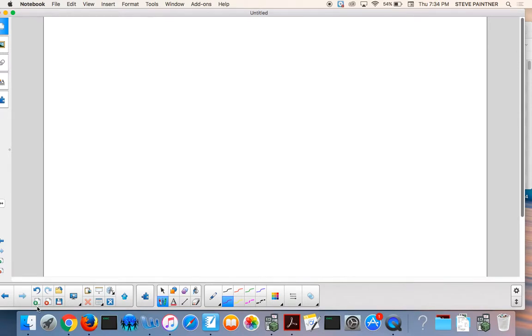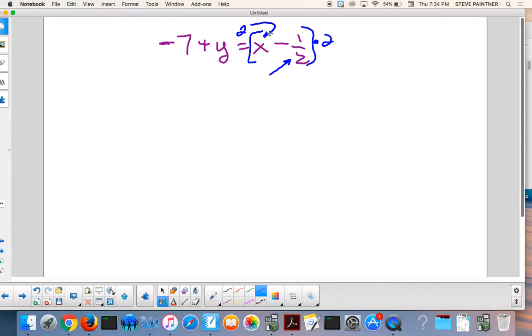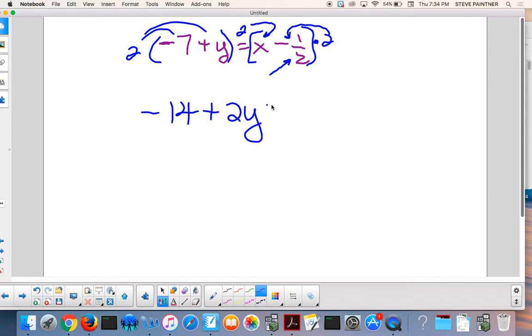All right, this is the fifth one: negative 7 plus y equals x minus 1/2. Okay? Again, look at the denominator. You want this to go away, so just multiply both sides by 2. 2 times this, and 2 times this, and then over here, multiply by 2. You'd end up with negative 14 plus 2y equals 2x. And then this 2 and this 2 cancel, and then you end up with minus 1.